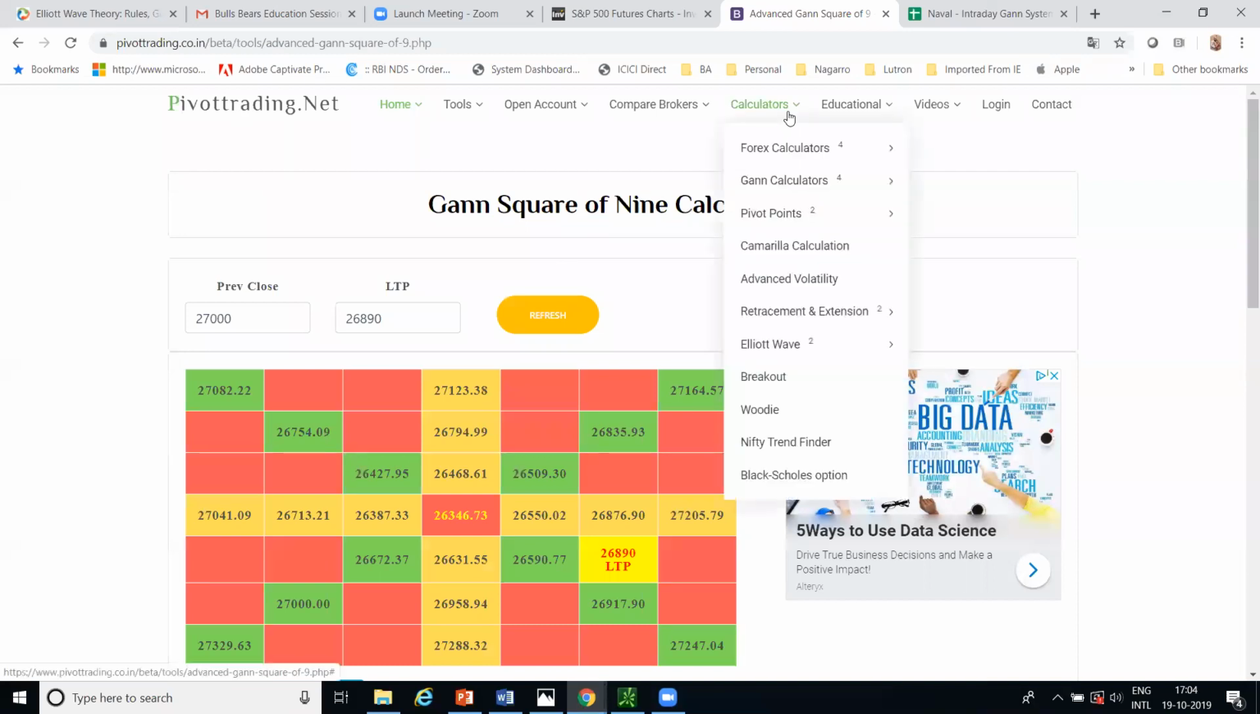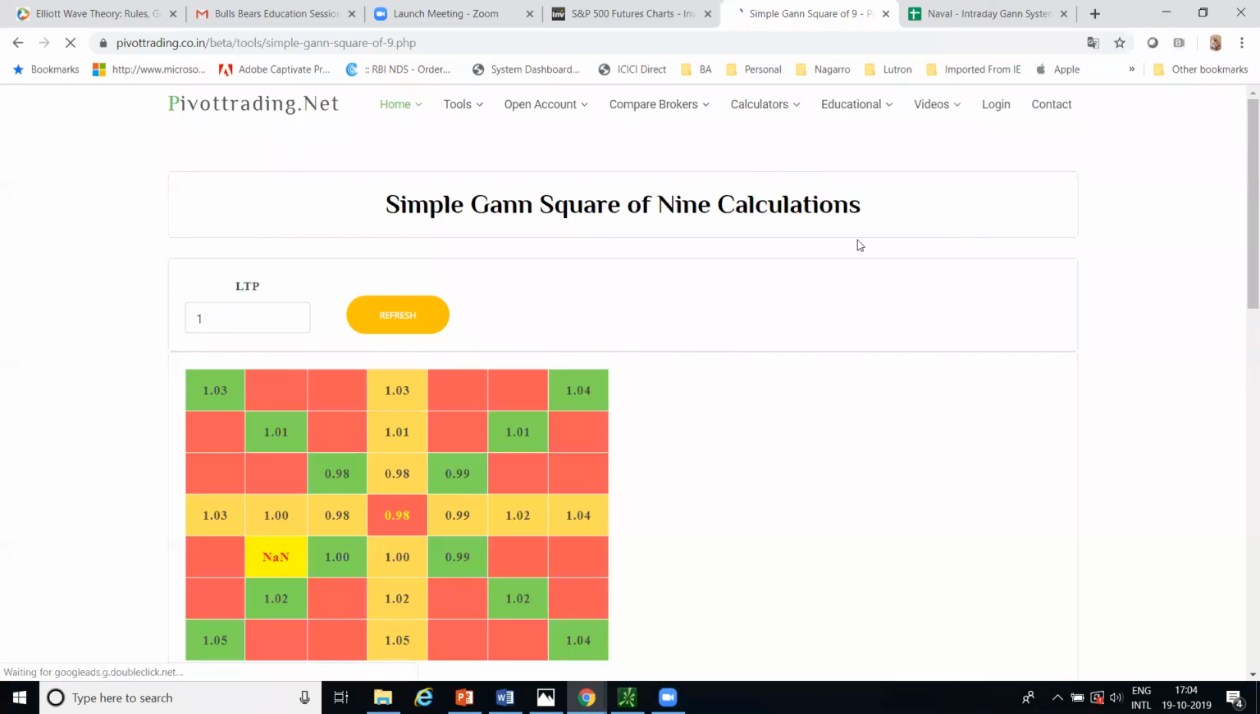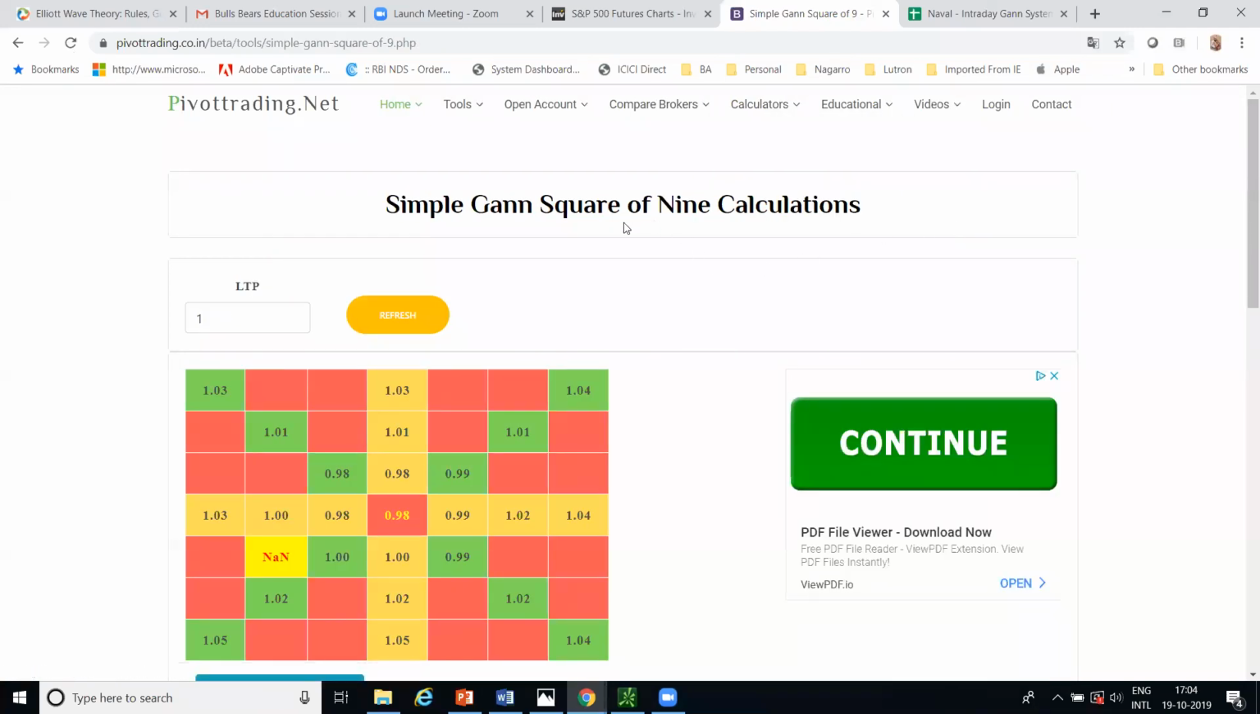Here you have multiple calculators. I only use this one for Gann. You also have a Camarilla, but I prefer to calculate Camarilla on my own. So I use simple Gann of square of 9. Now Gann was a mathematician or something. If you want to learn about history, it will help you. This tells you that every value rotates in terms of the square of 9. So if you have a value here, it will go from here, here, here, here, and then it moves up.